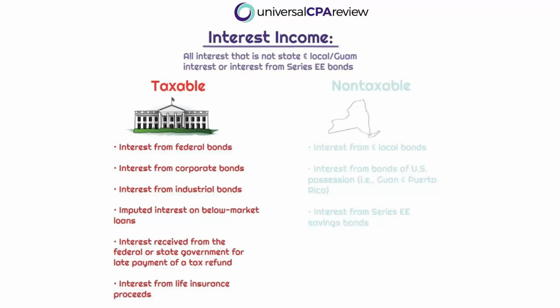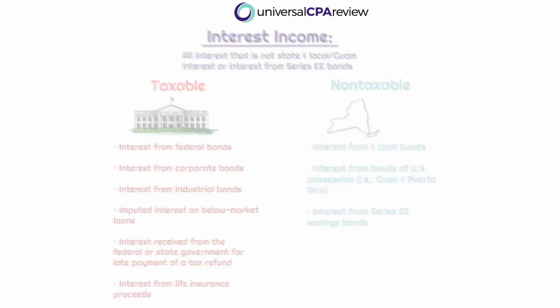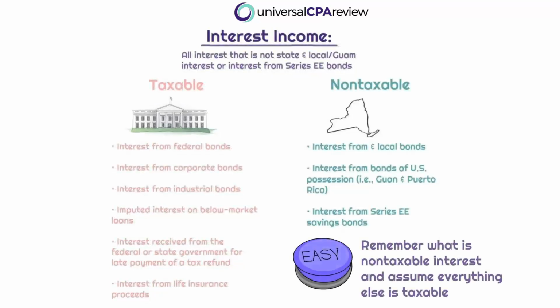So this will consist of interest income from federal bonds, interest income from corporate bonds, interest from industrial bonds, imputed interest on below market loans, or interest received from federal or state government for late payments of a tax refund. Okay, it can also be interest from life insurance proceeds. Okay, but something we're going to harp more on when we get into the non-taxable portion of this lecture is that if you just remember these three non-taxable interest income items and assume that everything else is considered taxable, you will be generally fine, okay? But we'll get more to that in just a little bit.